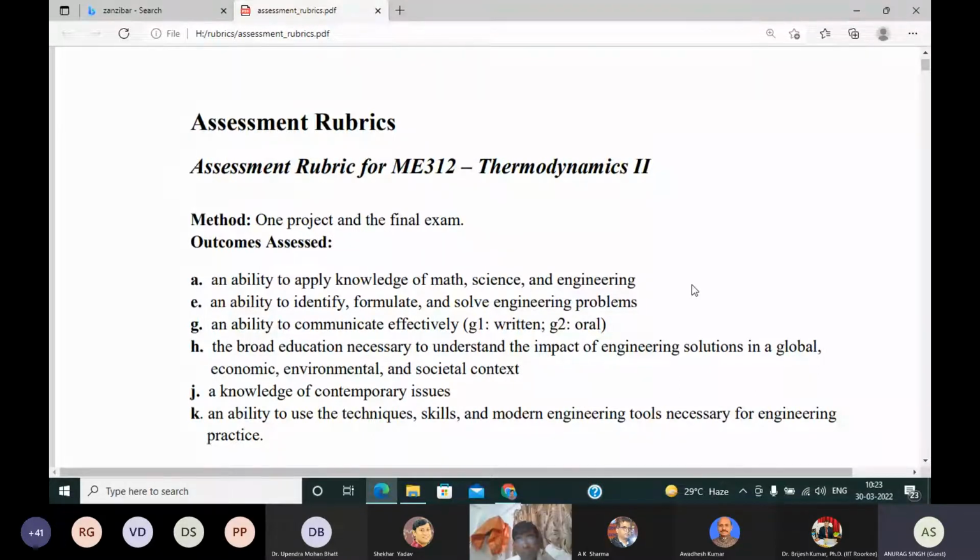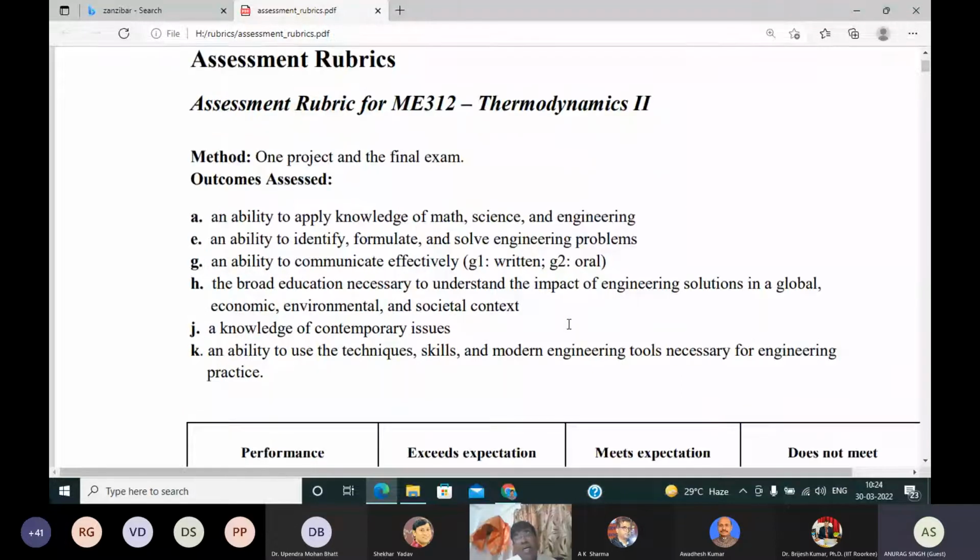And knowledge of contemporary issues, ability to use techniques, skills, and modern engineering tools necessary for engineering practice. This is actually graduate attribute number 5 and others also. So what the person who developed this rubrics has done, through a particular course on thermodynamics, is to make an assessment of various program outcomes.